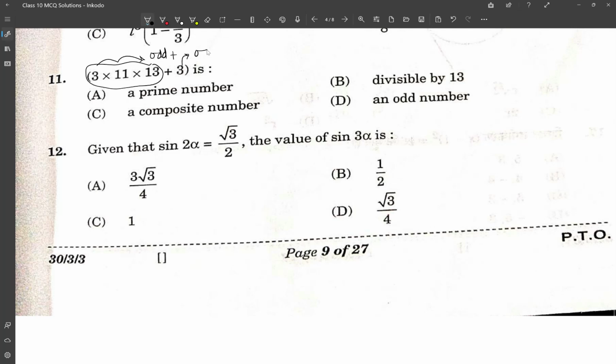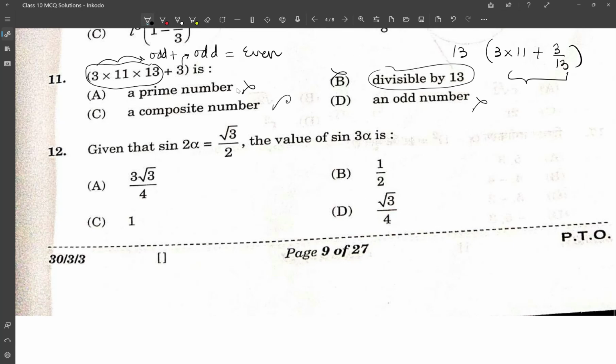Odd plus another odd is always going to be an even number, and it's going to be a bigger even number than 2. So it is definitely not a prime number, and it's a composite number for sure. It's not an odd number. Is it a number divisible by 13? That we will check, because 3 into 11, if you take out a 13 common out, so 3 into 11 plus 3 by 13. So this is not even a whole number, right? So this cannot be a number which is divisible by 13. So this is ruled out. Option C is the correct answer.